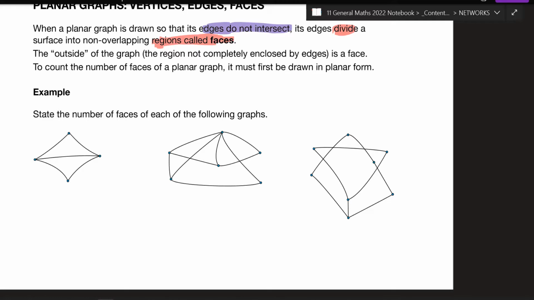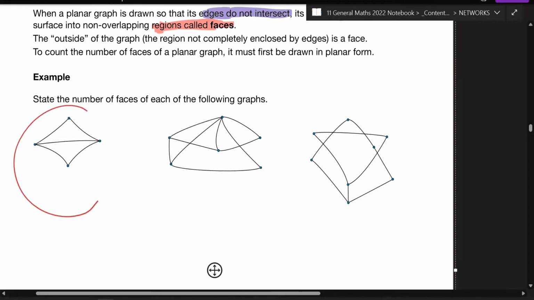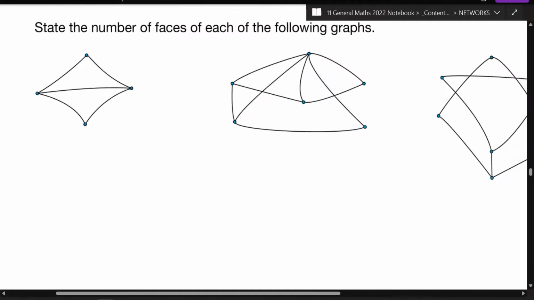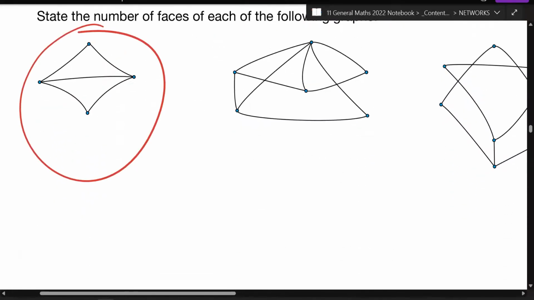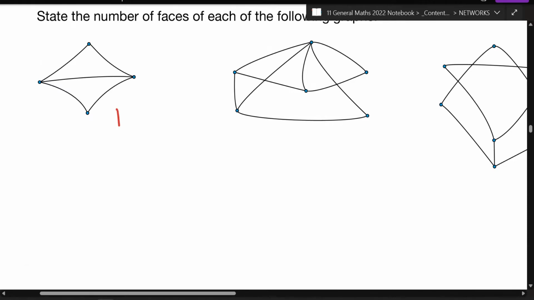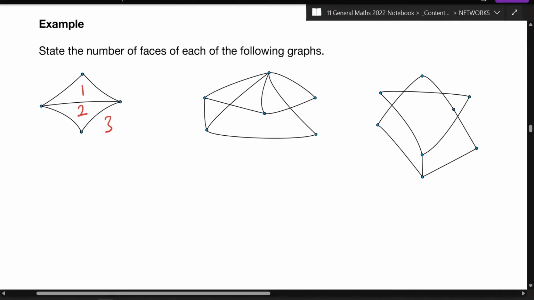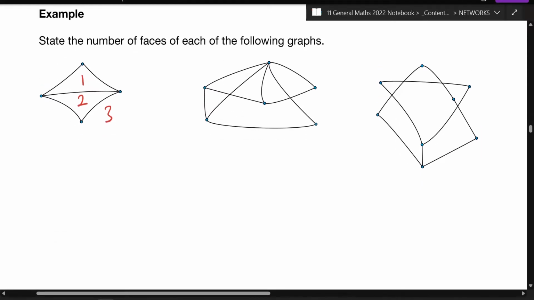So for example, in this graph here, before you can do this, make sure your graph is planar. This one will have 1 as the outside, 2 and 3. Or you could just count it as 1, 2, and then I do the outside last. This has 3 faces. It's already drawn in planar, so I don't have to do anything. Let's do the other one, number 2.